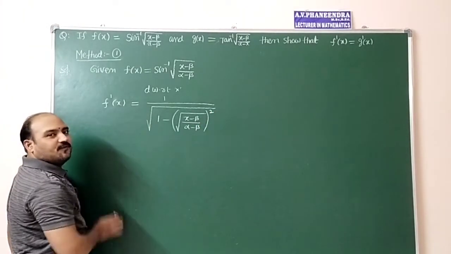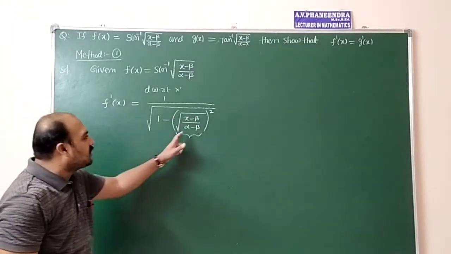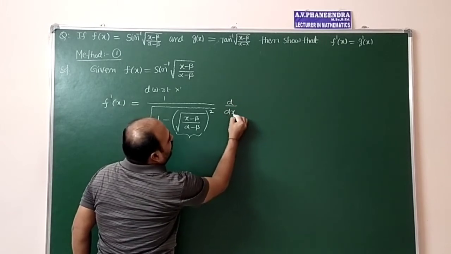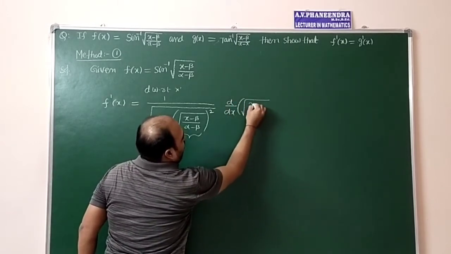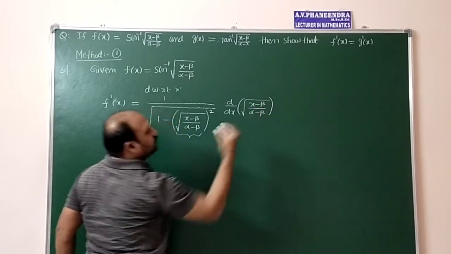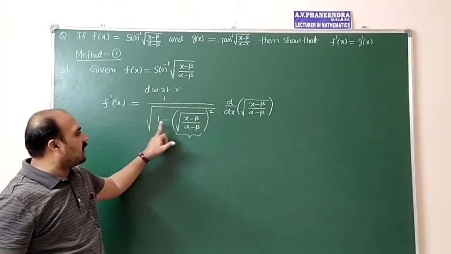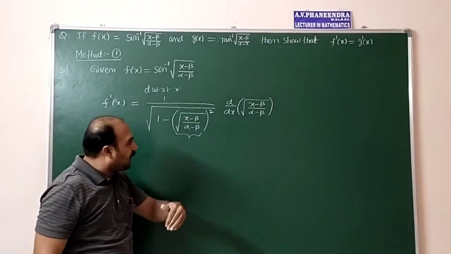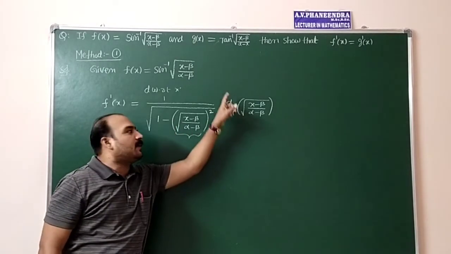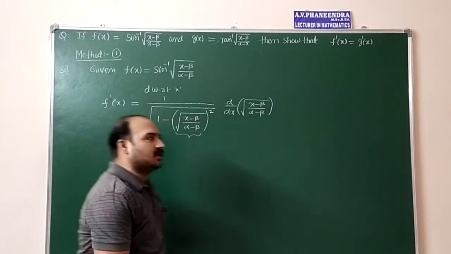After completing of that formula, again whatever the function is involving, that we have to differentiate. So d by dx of square root of x minus beta divided by alpha minus beta. So d by dx of sin inverse x means 1 by root of 1 minus x square. Again, whatever the function is involving, that we have to differentiate. So d by dx of square root of x minus beta by alpha minus beta.